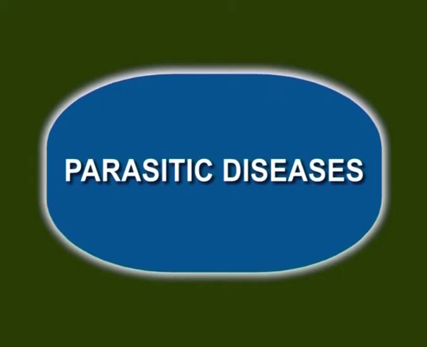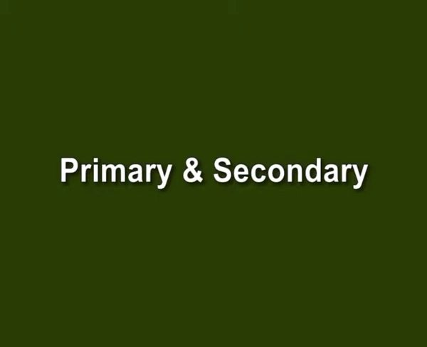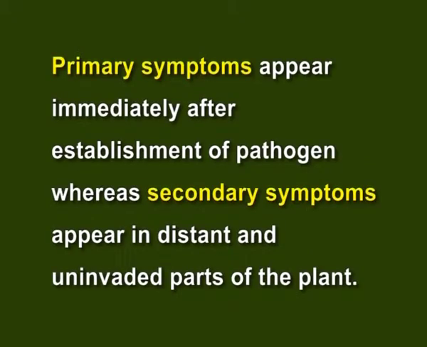Then parasitic diseases. Diseases caused by various types of pathogenic microbes such as molds, fungi, bacteria, virus, MLO, nematode, etc. are known as parasitic diseases. These diseases can be recognized by the presence of specific symptoms and signs on the host plants. Based on the infection, the symptoms can be classified into two ways, that is primary and secondary. Primary symptoms appear immediately after establishment of pathogen, whereas secondary symptoms appear in distant or uninvaded parts of the plant.